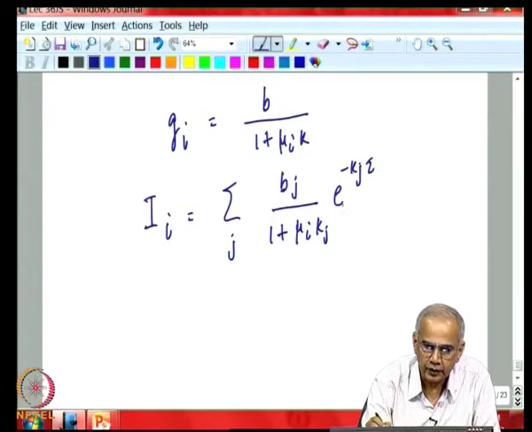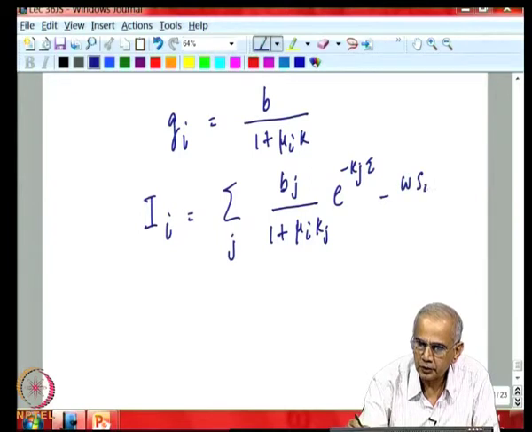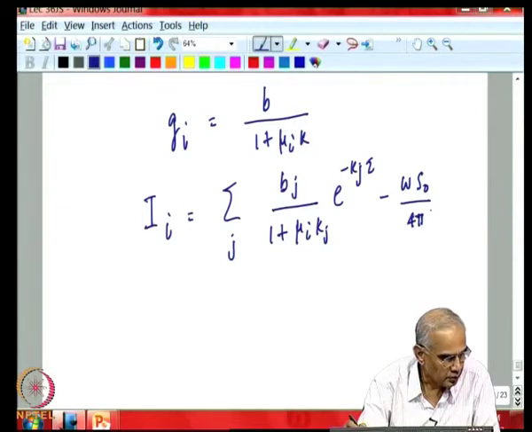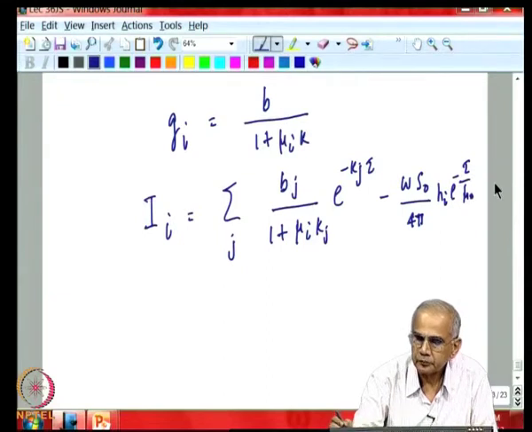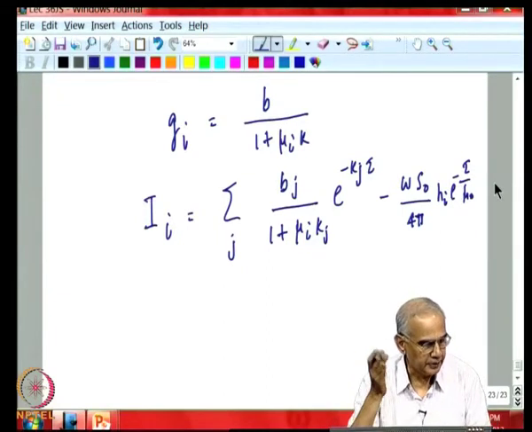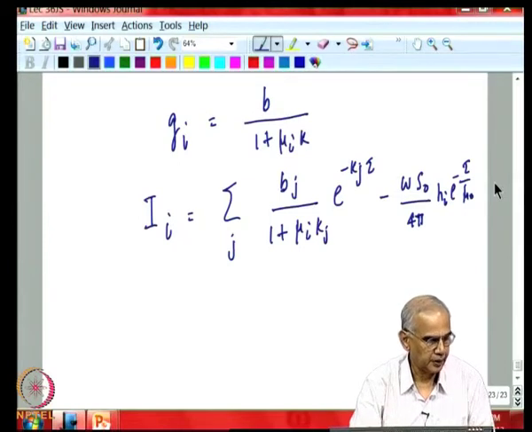So, this is the form of the solution for the homogeneous term. Then you have minus omega, the albedo, into S 0 by 4 pi into h_i, another constant, e to the power of minus tau by mu 0. So, still there is a task of finding the b_j's and the h_i's, okay.